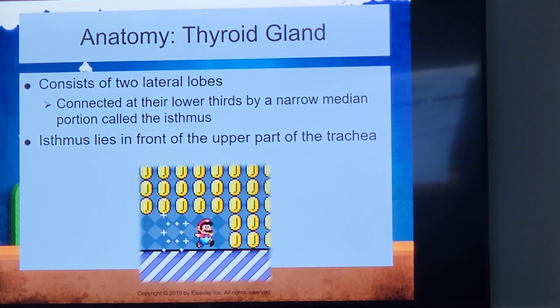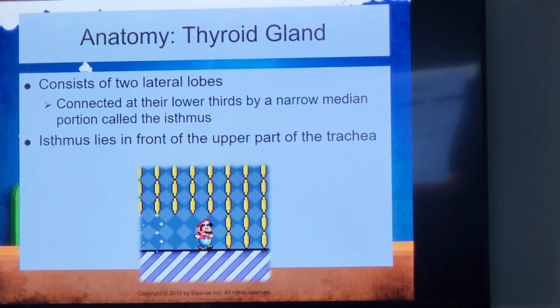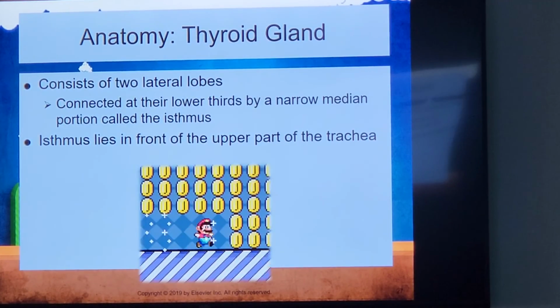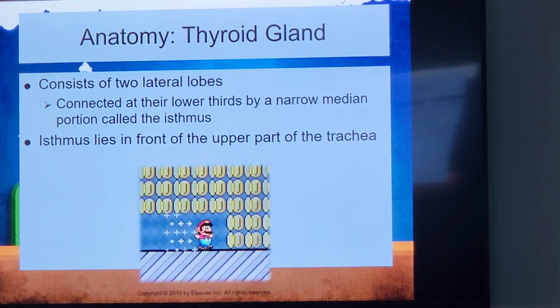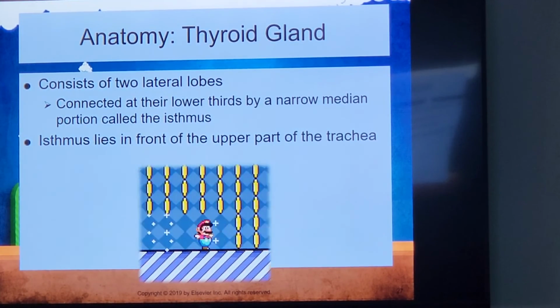So just like I said earlier, the thyroid gland has two lateral lobes and it's connected at the lower thirds by a narrow median portion called the isthmus. And it lies in front of the upper part of the trachea.